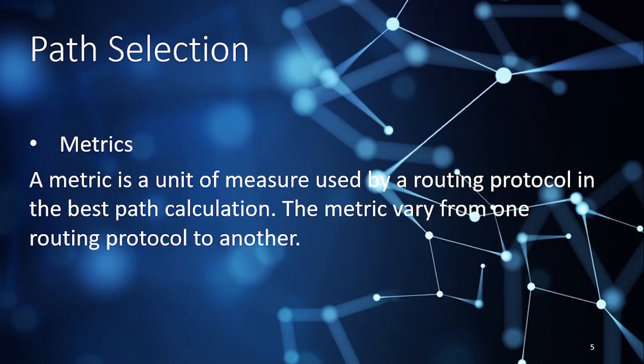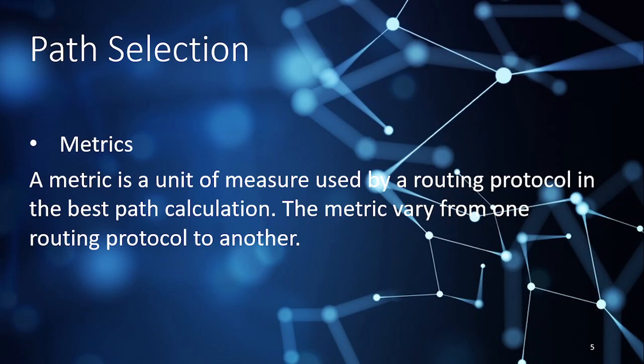And the third main component in order to determine the path selection process is the metric. So what is a metric? It is a unit of measure used by a routing protocol in the best path calculation. So the metric varies from one routing protocol to another. Here we don't have an example of the metrics, but for every routing protocol there is a metric, for example for EIGRP, and this is used to calculate the best path.